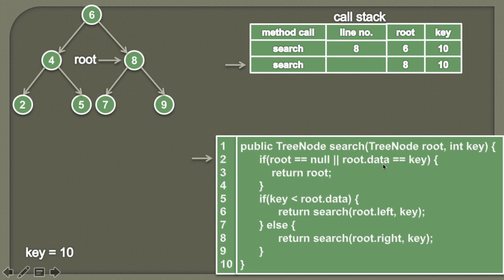We also check whether root.data is equal to key or not. So root.data is 8 and key which we want to search is 10. Therefore 8 is not equal to 10. So the condition in if block comes out to be false. We again check whether key is less than root.data or not. So root.data is 8 and the key which we want to search is 10. So 10 is not less than 8. Therefore we know that 10 might lie to the right subtree of 8. So the condition in if block comes out to be false and the else part will be executed.